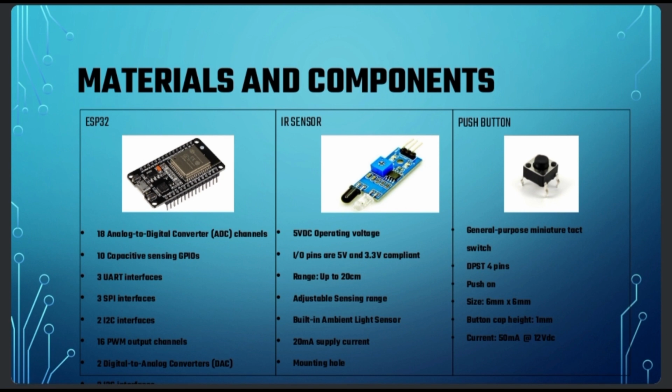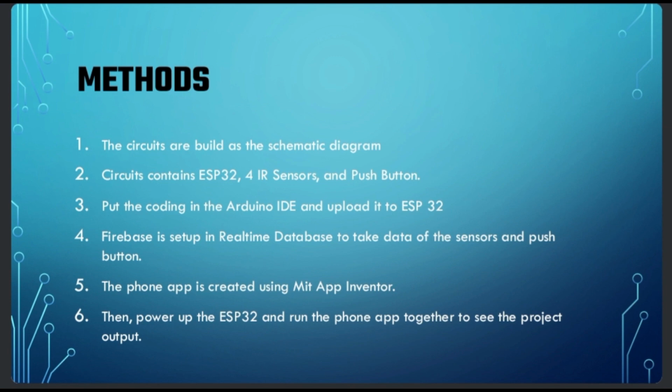These are the primary materials and components that we use in our project. First of all, we use the ESP32 as the main application processor. Then we use IR sensors to detect our cars. And finally, we use a push button to act as an emergency button. These are the methods that we use throughout our project.